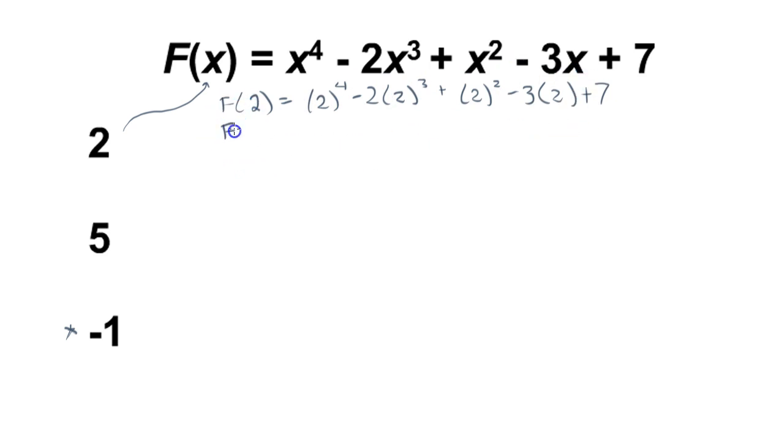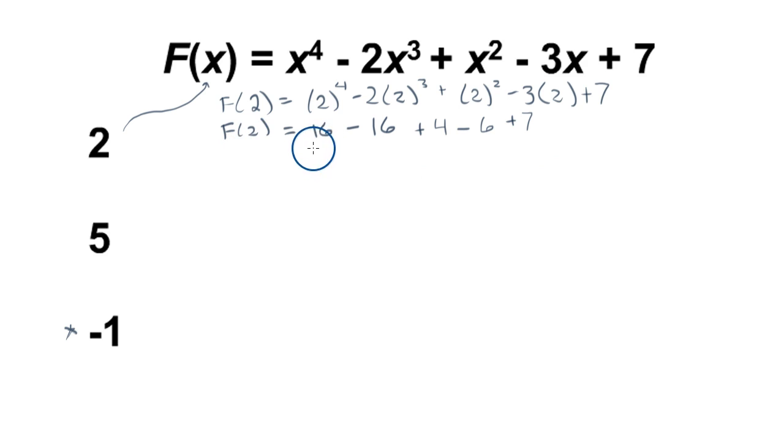And so to find the f of 2, we just have to do that. So 2 to the 4th is 16. If we do 2 to the 3rd, we're going to get 8, and we can multiply that times 2, and we'll get minus 16. 2 squared is plus 4. 3 times 2 is minus 6, plus 7.